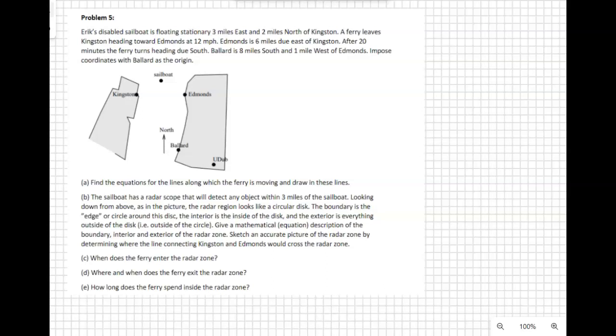After 20 minutes, the ferry turns, heading due south. Ballard is 8 miles south and 1 mile west of Edmonds. Impose a coordinate system with Ballard as the origin.